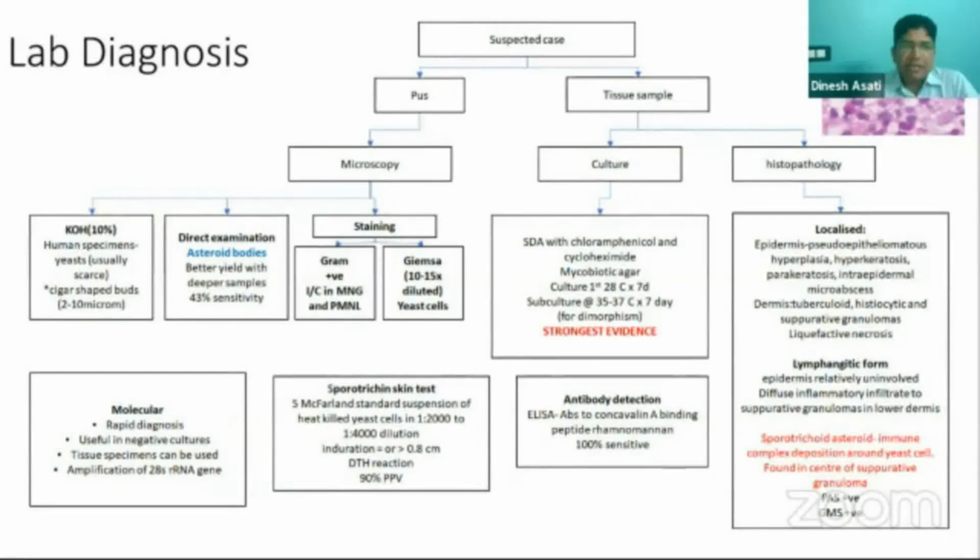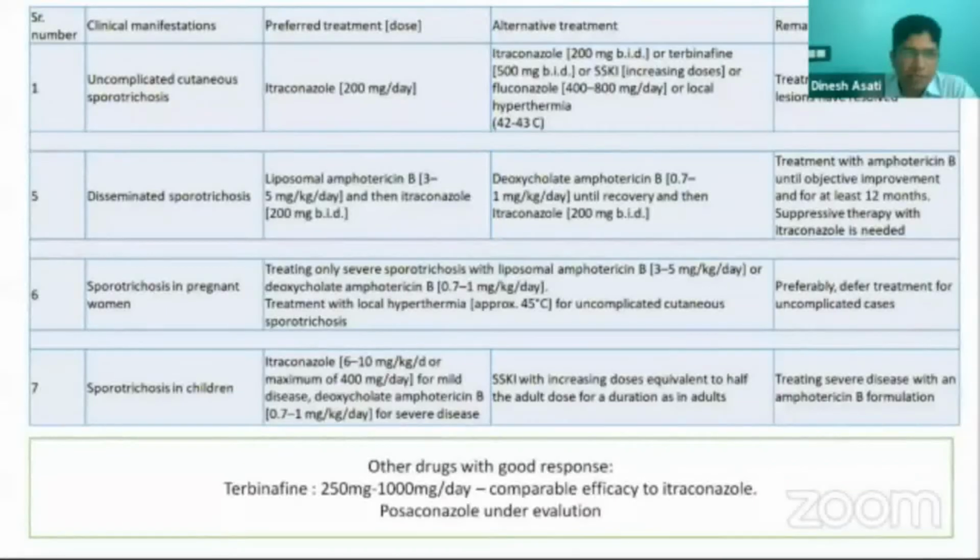Here, what we expect in examination is asteroid bodies, asteroid star-like bodies. One is visible on the right upper corner. So that is very typical. But again, if we can prove it with culture, then it will be a definite diagnosis of sporotrichosis.